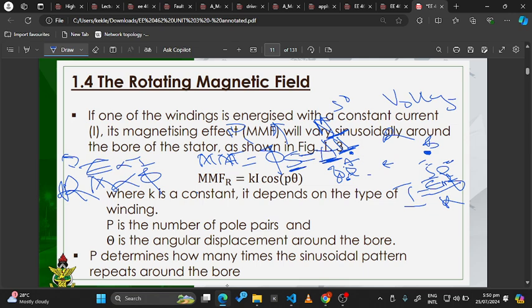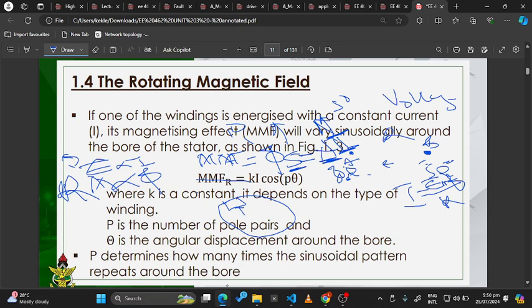So this magnetomotive force is equal to a certain constant K, which depends on the type of winding, times the current, times the cosine of the flux displacement around the pole. And it's also a function of the pole pair. So pole pair is very important. The number of poles determines how many times the sinusoidal pattern repeats around the pole. So you have the pole pair.